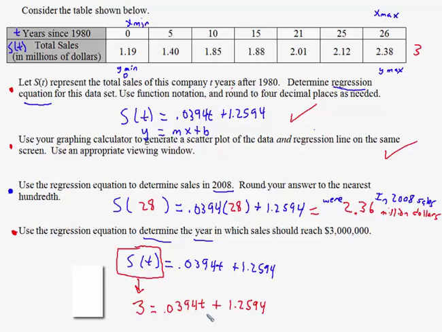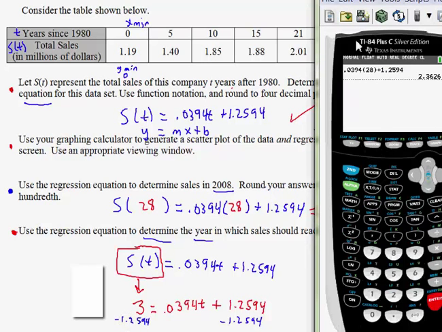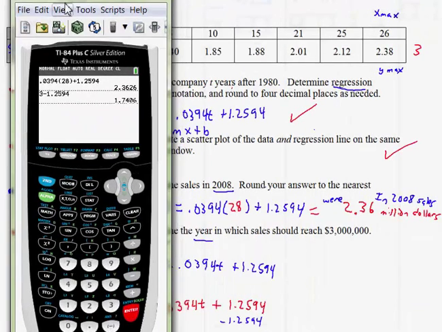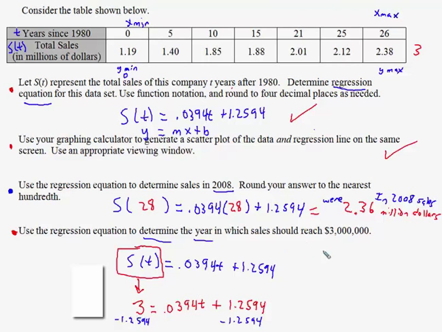So to solve the equation for t, I would subtract the 1.2594, and I would do it on both sides. I'm going to type in what is 3 subtract 1.2594. I get that answer to be 1.7406. So on the left-hand side, I get that it's 1.7406. This would simplify out. Whenever you take a number and subtract itself, you get 0. So on the right-hand side, I would only have left the 0.0394t.